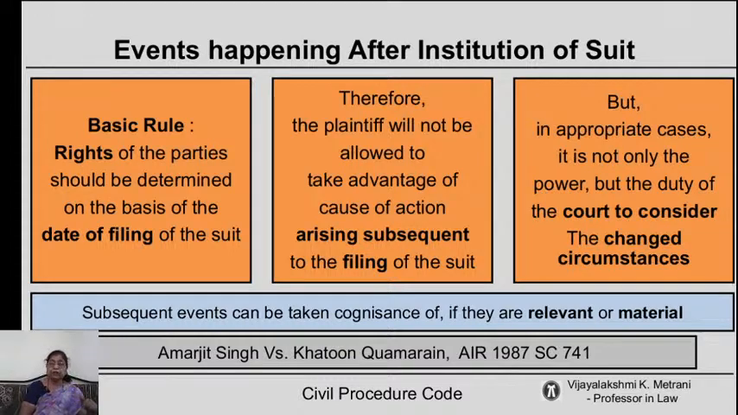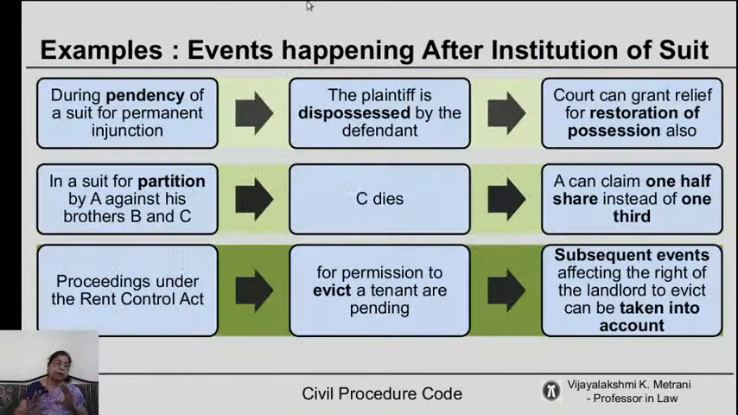Only such events can be taken cognizance of which are relevant or which are material. Okay, now continuing that, we can give some illustrations. See, what are the things which happen after institution of a suit?